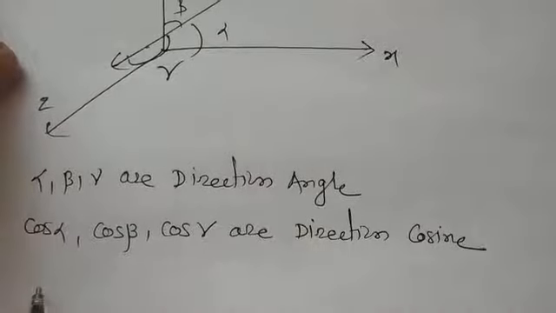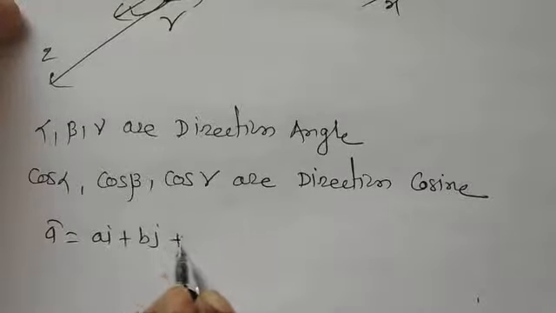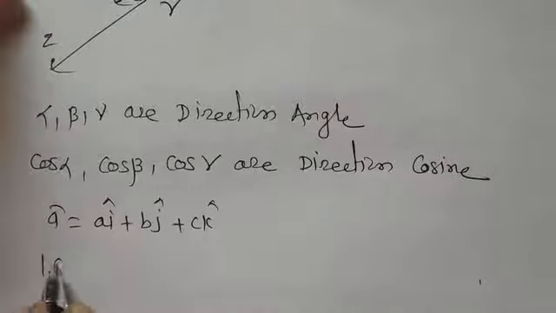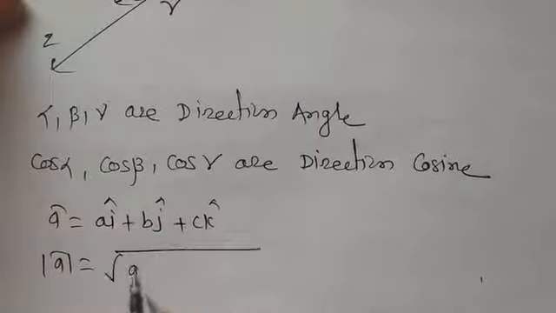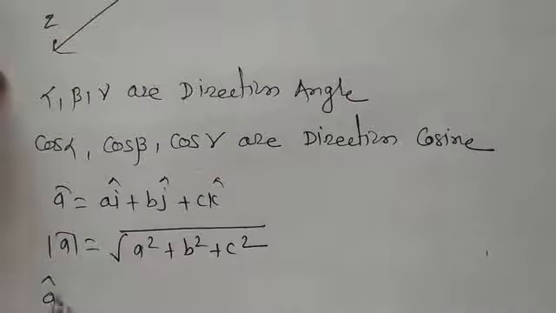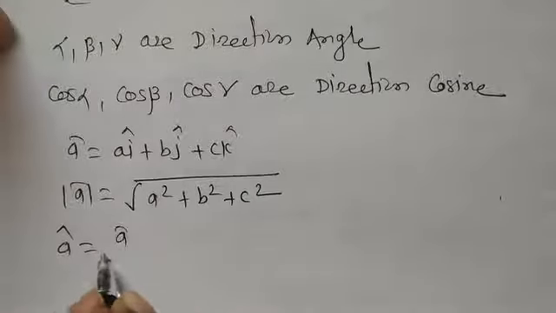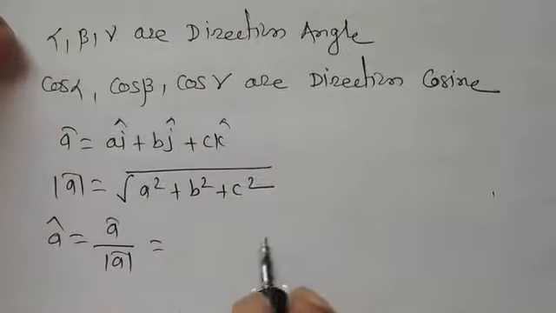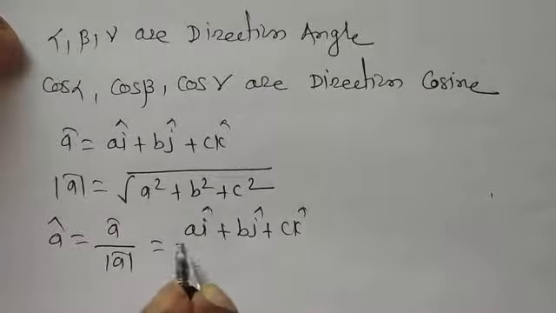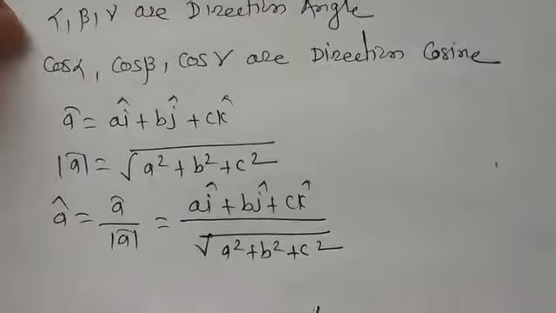Now, as we know, any vector a bar is equal to what? ai plus bj plus ck. Then, as you know, the magnitude of a bar is what? Under root of a square plus b square plus c square. And you know that a cap is the unit vector. How to find a cap? A cap is a bar upon magnitude of a bar. Then ai plus bj plus ck upon under root of a square plus b square plus c square.